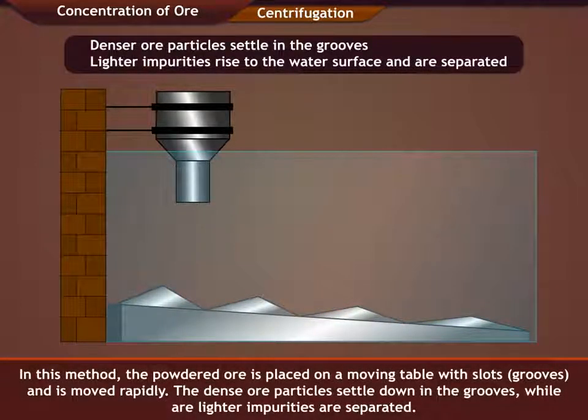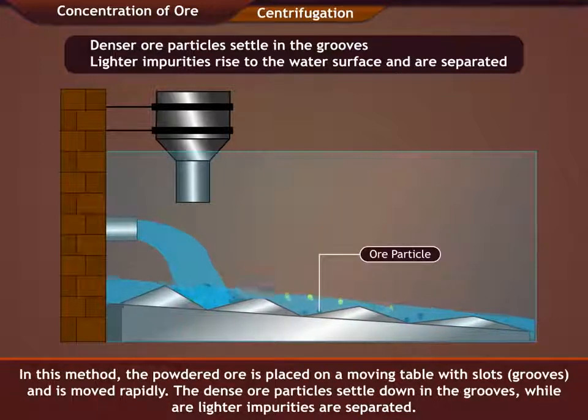In this method, fine powder of ore is placed on a moving table with slots and is moved rapidly such that the particles of metal remain in the slot because of centrifugal force. The dense ore particles settle down in the grooves while the lighter impurities are separated.